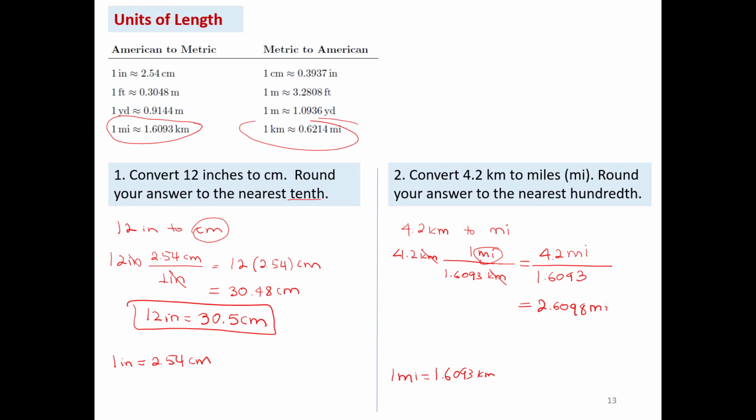2.6098 miles. And now we want to round to the nearest hundredth. So 4.2 kilometers equals, the nearest hundredth, we need to round this decimal place. Because the testing digit is greater than 5, we need to add 1. Then it will be 2.61 miles. Here is the answer.